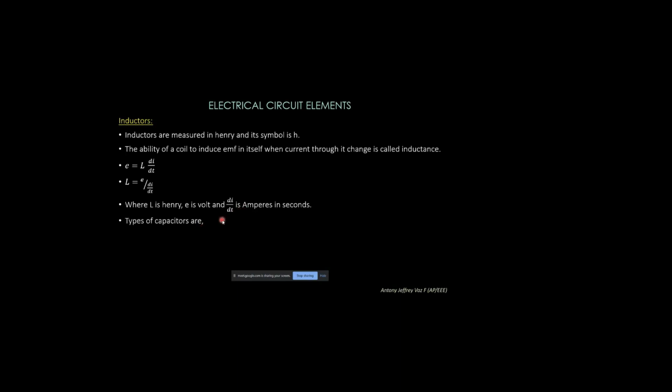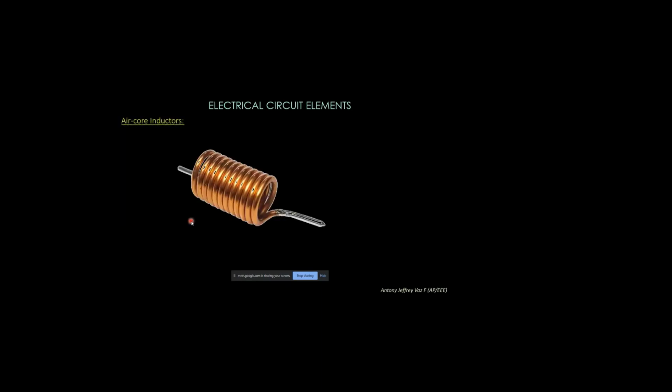Types of inductance. First one is the air core inductor. Second one is the iron core inductor. Third one is the toroidal core inductor. You can see this is the air core inductor. It is just wound with a copper coil which is laminated.